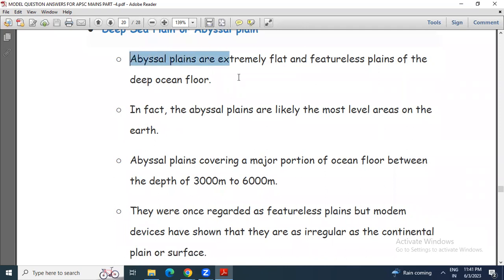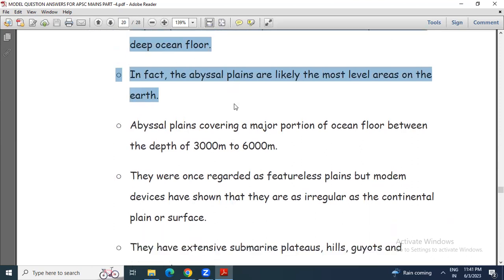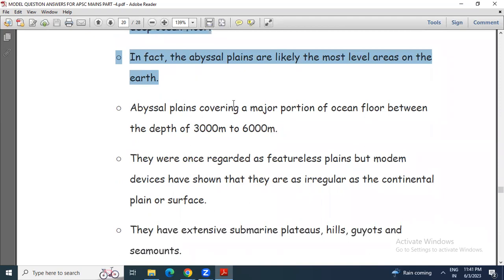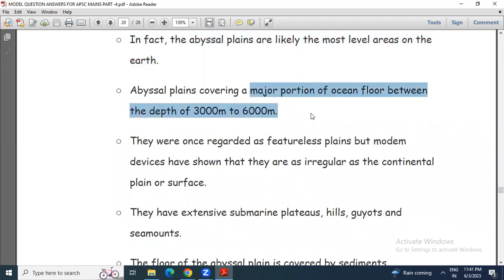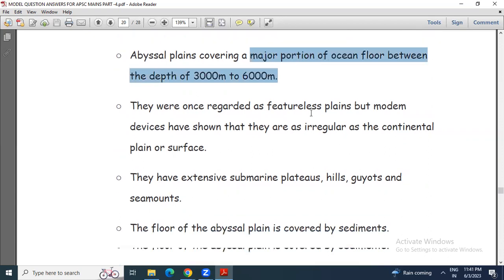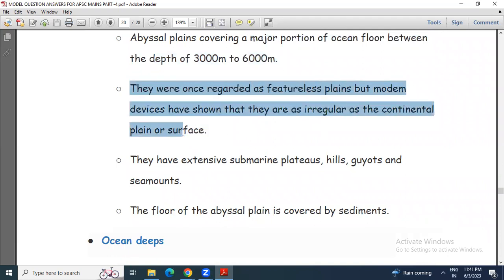Abyssal plains are extremely flat and featureless plains of the deep ocean floor. Remember what we have said? Featureless plains of the deep ocean floor. In fact, the abyssal plains are likely the most level areas on the earth. These plains cover a major portion of the ocean floor between the depth of 3,000 meters to 6,000 meters. They were once regarded as featureless plains, but modern devices have shown that they are as irregular as the continental plain or surface.